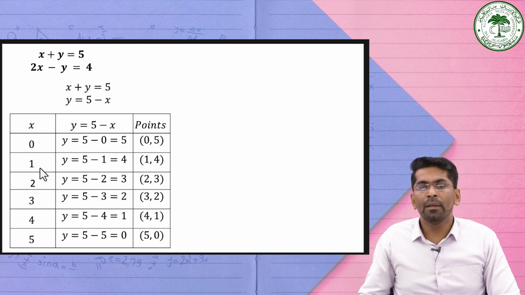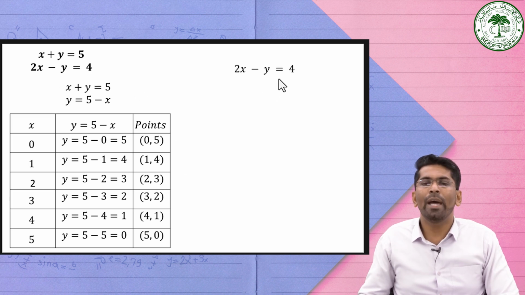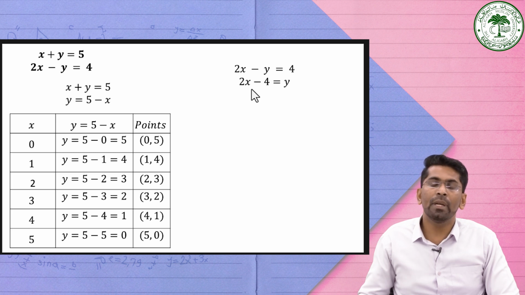When x is equal to 1, then it is 5 minus 1, which is equal to 4. So the coordinate point will be (1, 4). If x is equal to 2, it is 5 minus 2, so the answer will be 3. So our coordinate point is (2, 3). If x is equal to 3, then it is 2. So accordingly, the remaining points can be calculated. Now similarly, the second equation, that is 2x minus y is equal to 4. Again, we are isolating y so that we can calculate the different coordinate points. So we can write 2x minus 4 is equal to y. So y is equal to 2x minus 4.